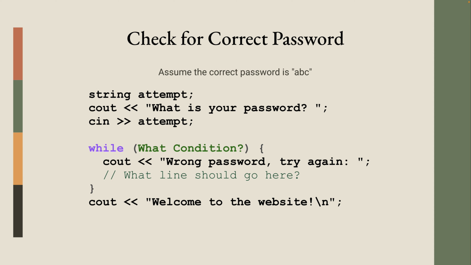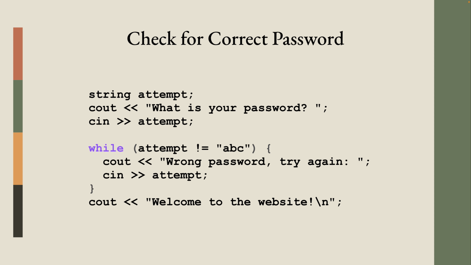So we want to think of the condition where when the user gives bad input, it comes out to true. And in this case, when attempt doesn't equal the correct password, ABC, that's true. Then we ask the user, wrong password, try again. And then notably, we store the new attempt in attempt so that we don't have an infinite loop. Does this example make sense? Yes. All right, last problem.